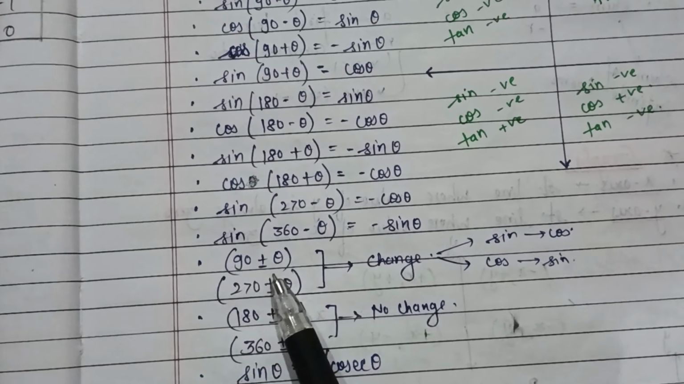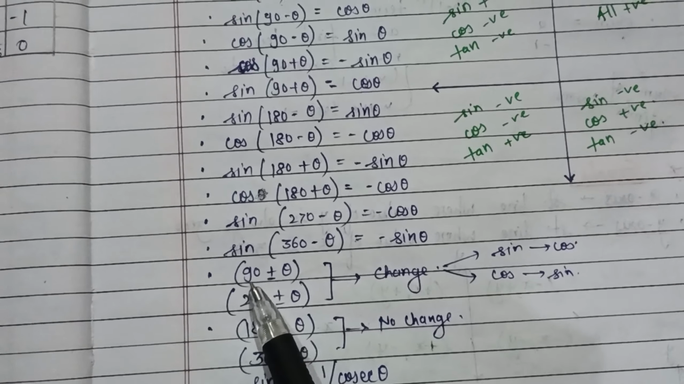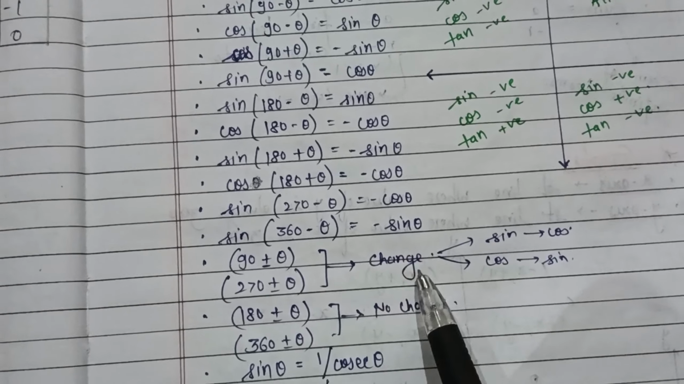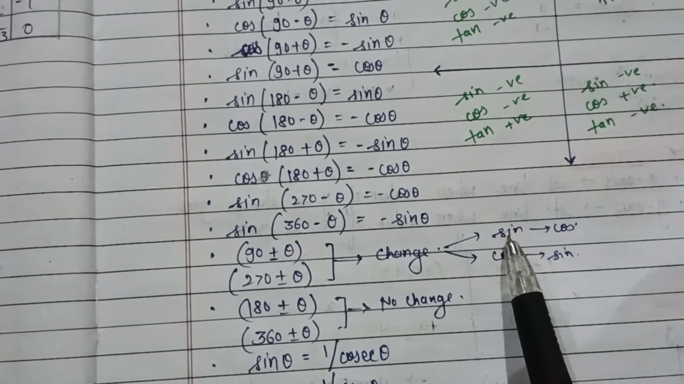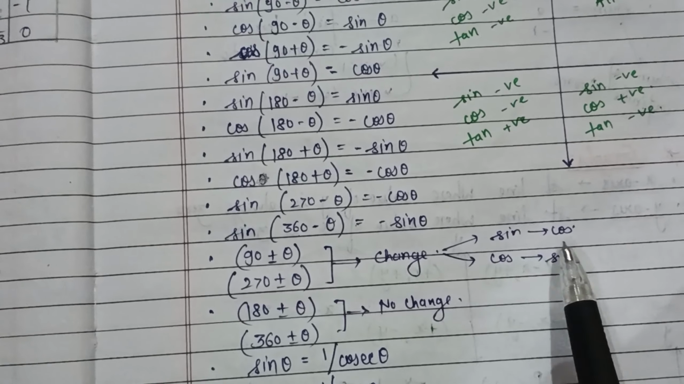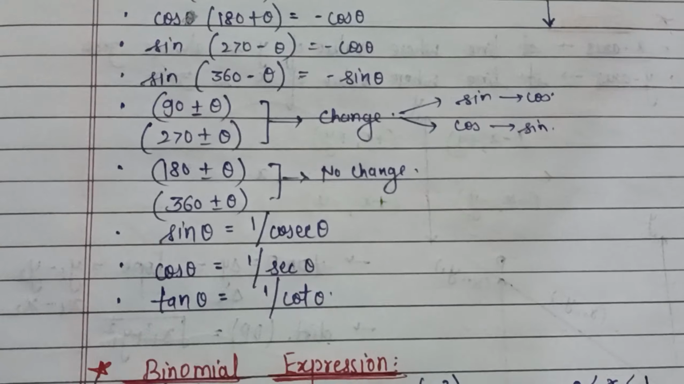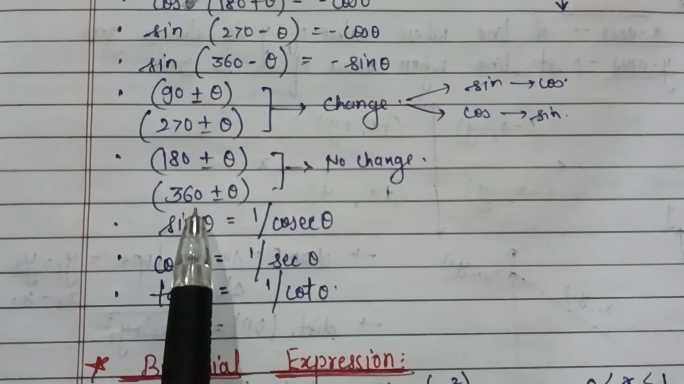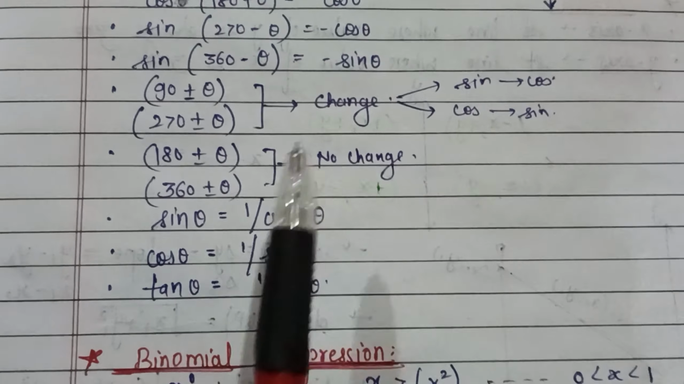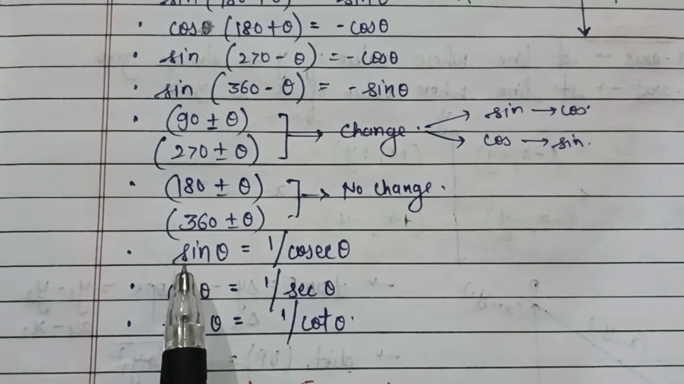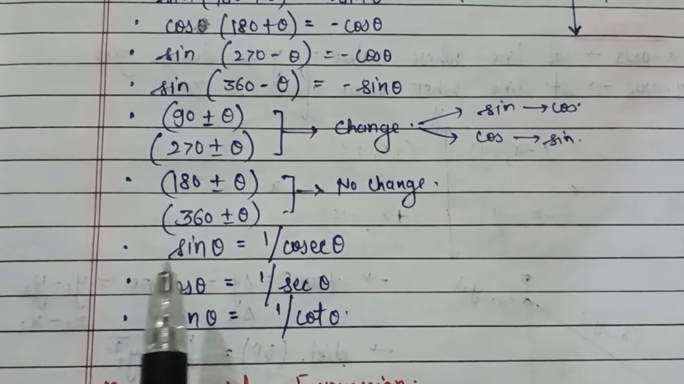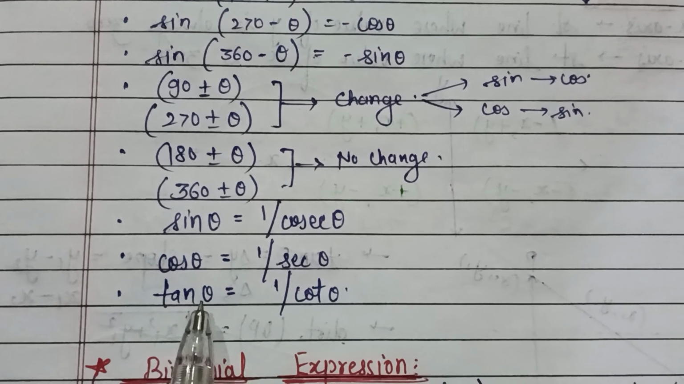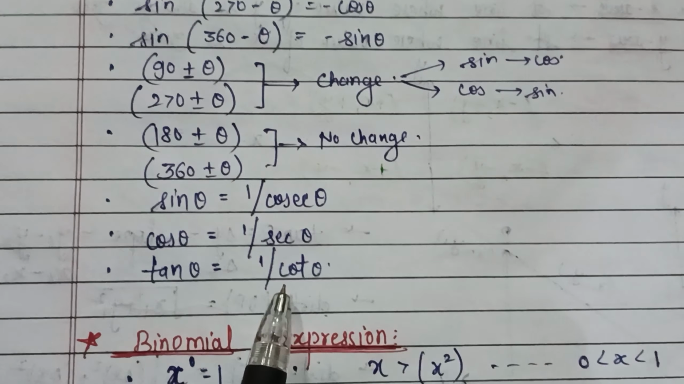If in the trigonometric function there is 90 plus minus theta or 270 plus minus theta, then we have to change the trigonometric function. If it is sine, then we have to change it into cos, and if it is cos, then we have to change it into sine. If in the trigonometric function there is 180 plus minus theta or 360 plus minus theta, there is no change in the trigonometric function. Sin theta is equal to 1 by cosec theta, cos theta is equal to 1 by sec theta, and tan theta is equal to 1 by cot theta.